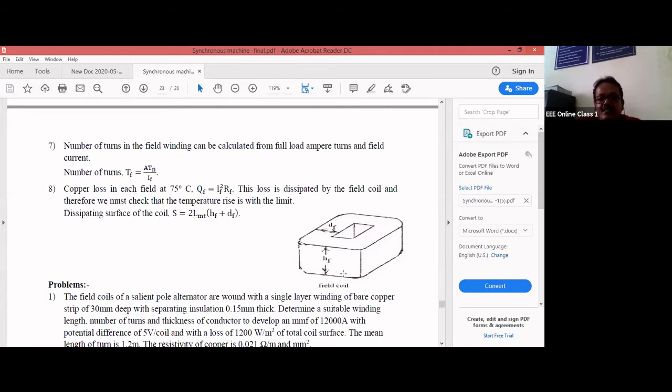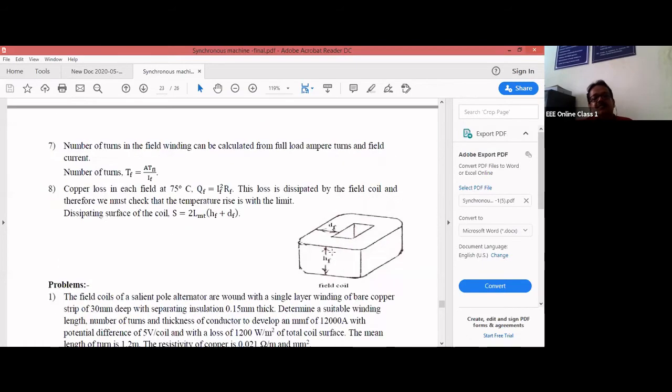So we'll consider that more dissipation takes place outside surface plus the top surface and bottom surface, and exactly at this point we'll have a pole, whether it may be a square pole or a rectangular pole, and we're not considering the heat dissipation inside surface. In some other problems it is taken into consideration, but here we are neglecting that part. So the dissipating surface of the coil, you're considering 2 LMT into (HF plus DF).